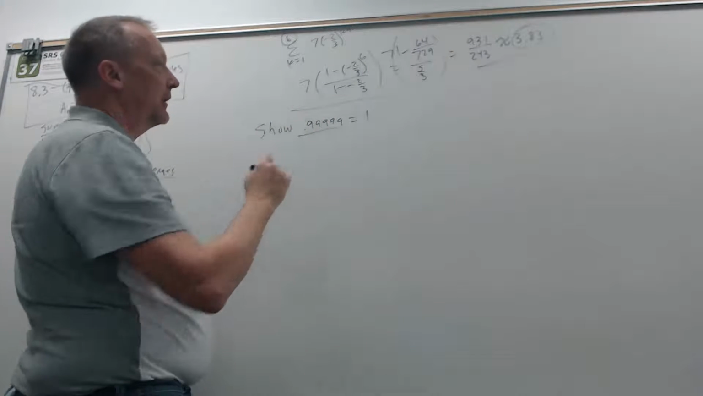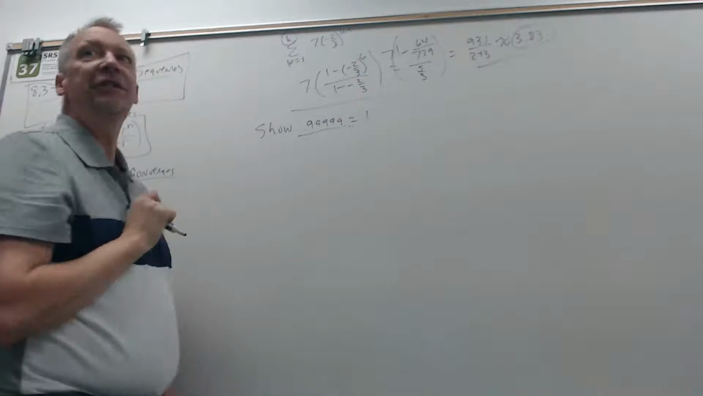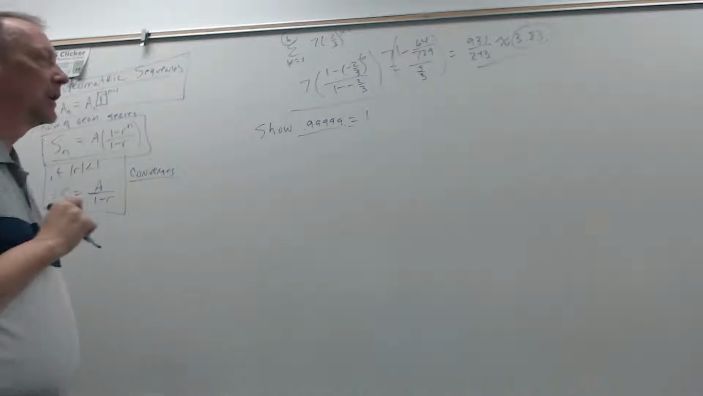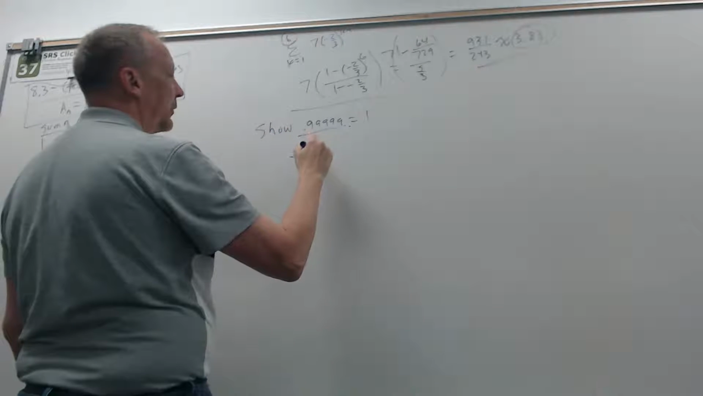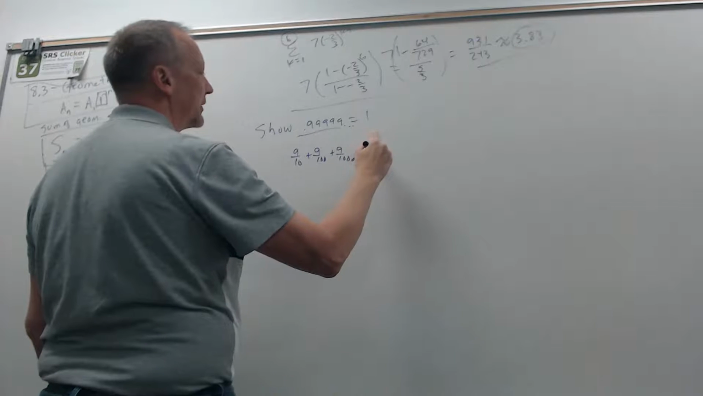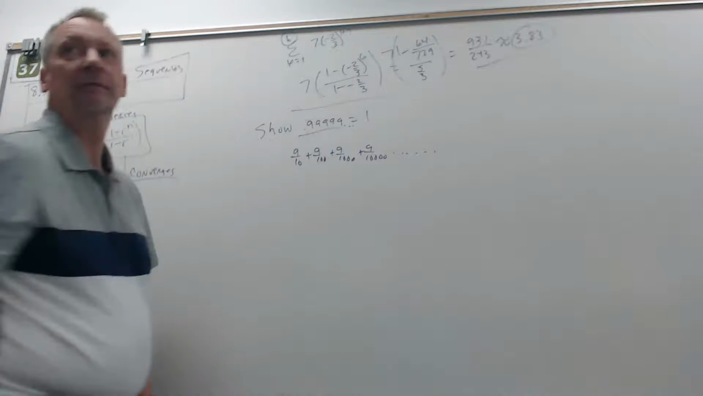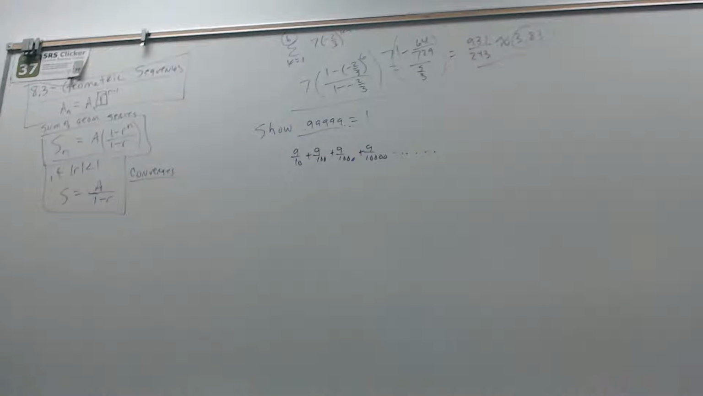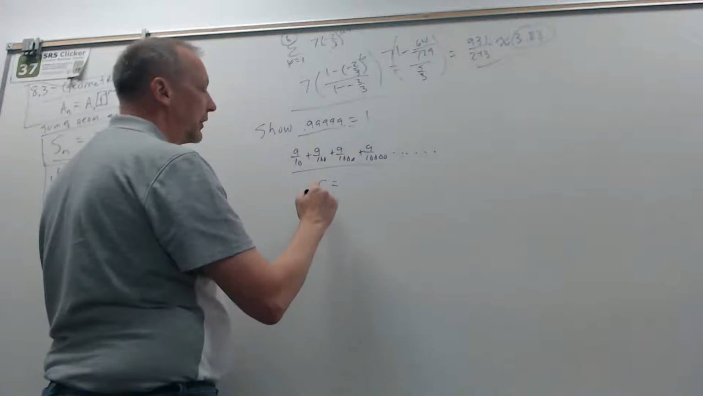We could rewrite, and I'm going to put dots here, okay? We could write this as a geometric series. This is 9/10ths plus 9/100ths plus 9/1,000ths plus 9/10,000ths, etc., right? Do you agree with that? Okay. So could we come up with what's your common ratio and what's your first term?